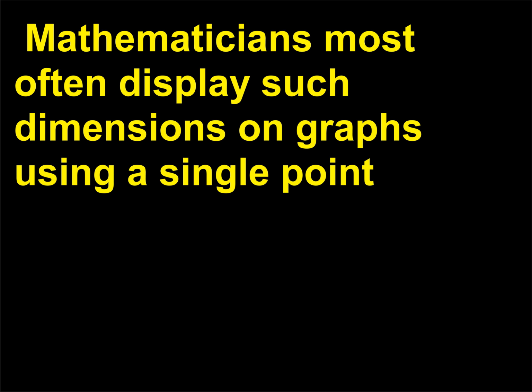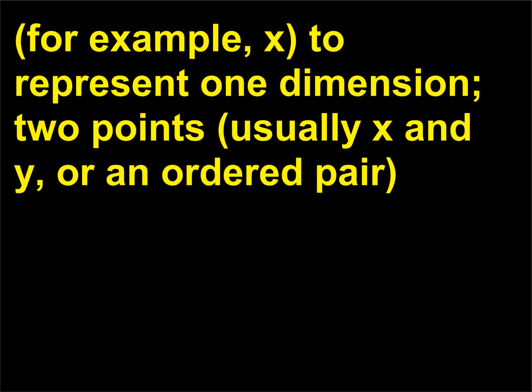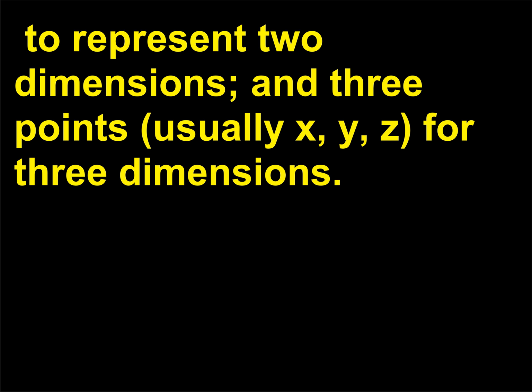Mathematicians most often display such dimensions on graphs using a single point, for example x, to represent one dimension; 2 points, usually x and y, or an ordered pair, to represent 2 dimensions; and 3 points, usually x, y, z, for 3 dimensions.